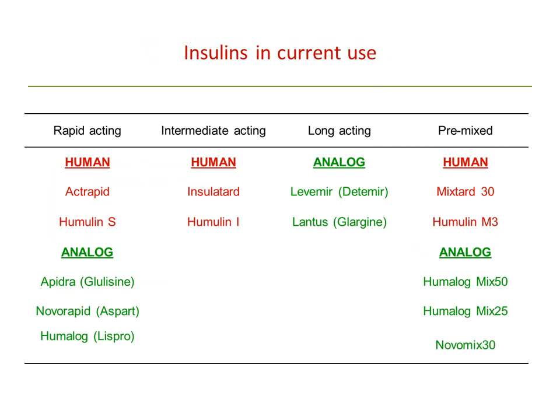This is a list of insulin currently in use. There are also new additions to this list, but I've left it simple. Broadly speaking, insulins can be divided as rapid-acting, intermediate-acting, long-acting, and premixed. They can also be separated as human insulins and analog insulins.